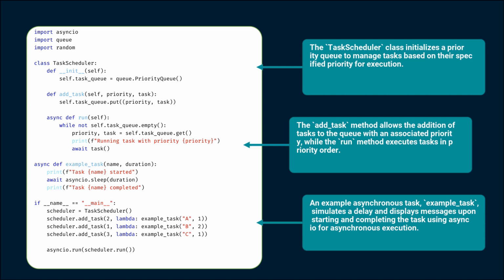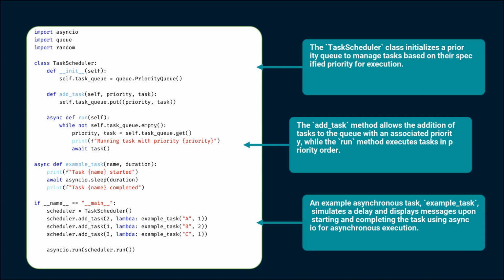The run method is crucial as it continuously checks if there are tasks in the queue. If tasks are present, it retrieves and executes them in order of their priority, printing a message indicating which task is currently running. Each task is an asynchronous function, which allows for non-blocking execution even if one task is waiting or paused. To illustrate how the scheduler operates, we define an example task function called example_task, which simulates a task that takes a certain duration to complete. Finally, in the main block, we create a scheduler instance, add multiple tasks with different priorities, and execute them using the Asyncio event loop. This demonstrates the effective management and execution of tasks based on priority, showcasing the operating system's role in resource allocation.